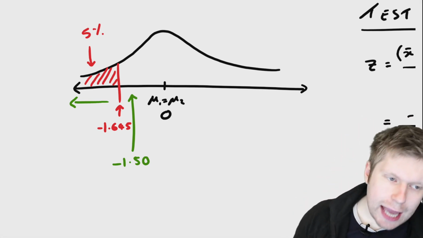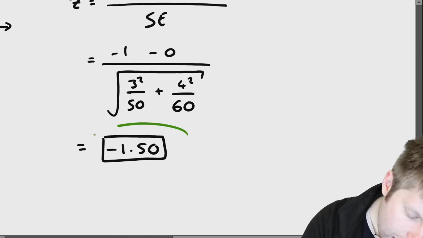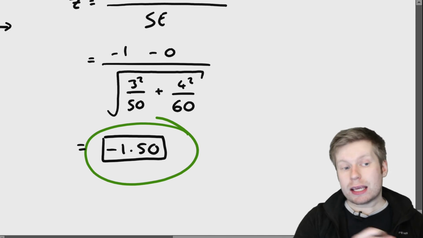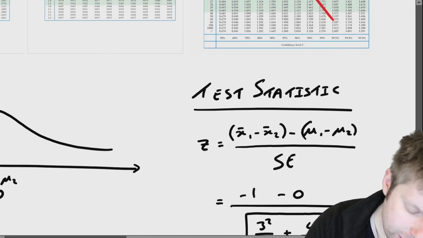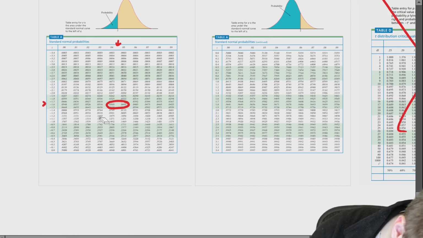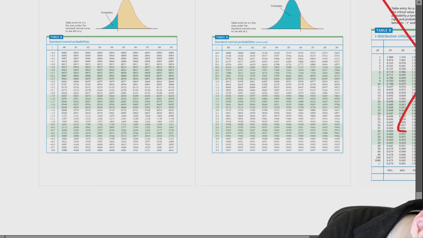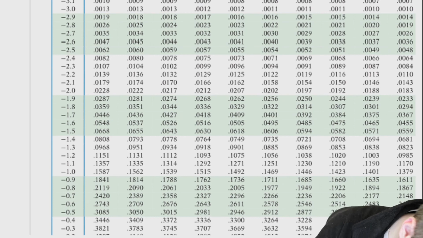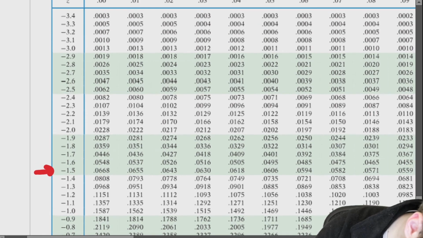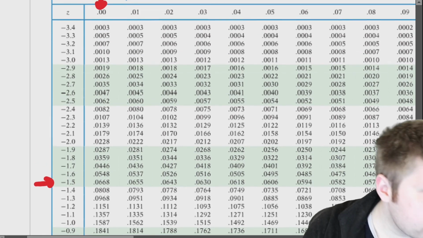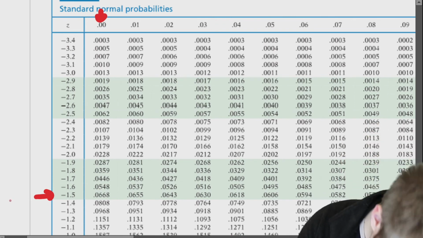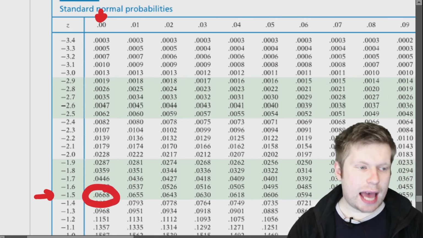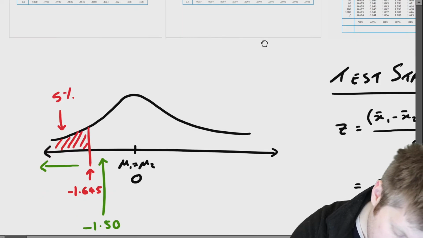I'm also going to calculate my p-value. In other words, what probability is associated with negative 1.50 units of standard deviation from the mean? So again, I can look in my tables. I can find negative 1.50. So here is negative 1.5, and I'm looking at negative 1.50, which is that first column. So if I find the intersect, I find it's 0.0668. So that's my p-value.